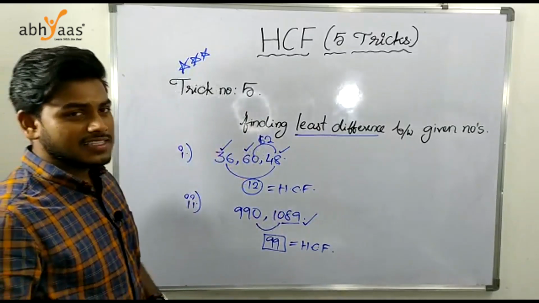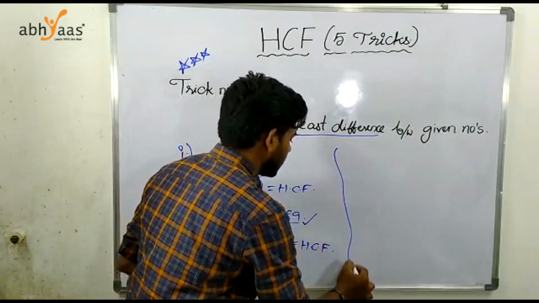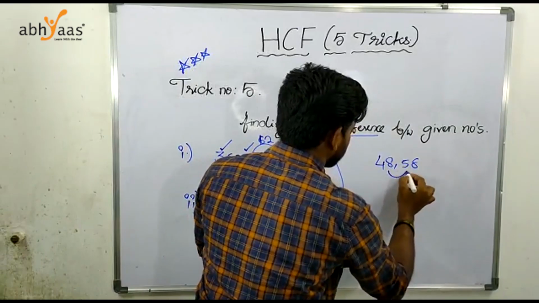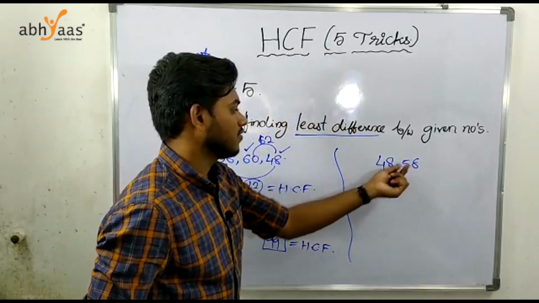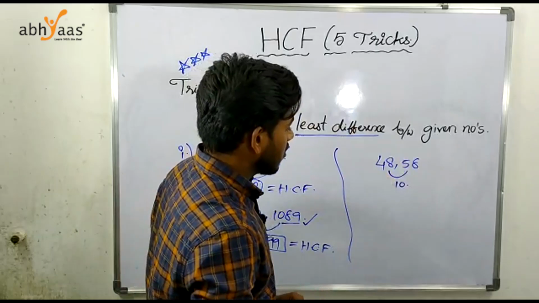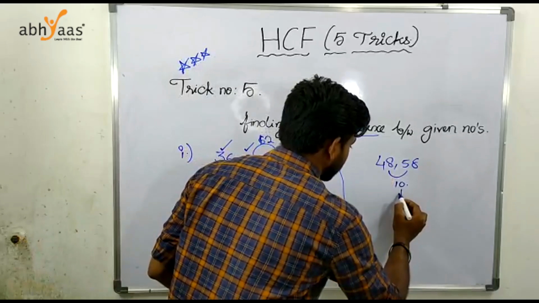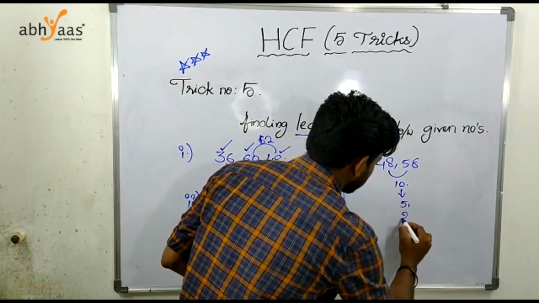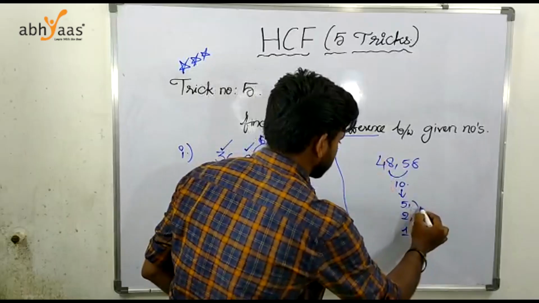But in all cases, this least difference is not a common factor. For example, if we take other numbers like 48 and 58, here the difference is equal to 10. But 10 is not a common factor of 48 and 58. It's not at all a factor of either of these numbers. Now, we need to find the factors of this 10 in decreasing order. What are the factors of 10? The next factor of 10 is 5, then 2 and 1. 5 is also not a factor of 48 and 58, so cancel.